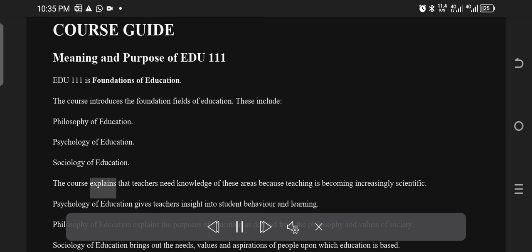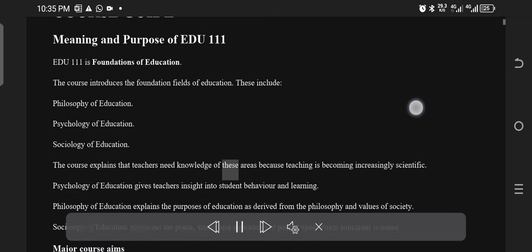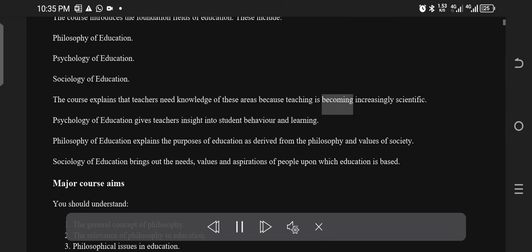The course explains that teachers need knowledge of these areas because teaching is becoming increasingly scientific. Psychology of education gives teachers insight into student behavior and learning. Philosophy of education explains the purposes of education as derived from the philosophy and values of society. Sociology of education brings out the needs, values, and aspirations of people upon which education is based.